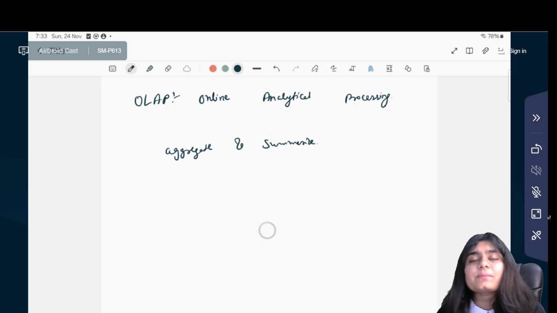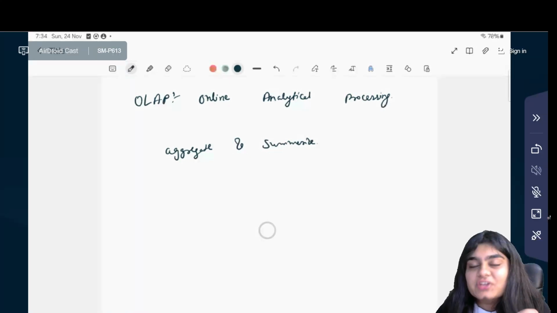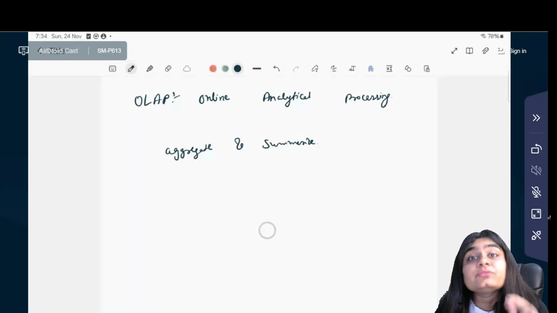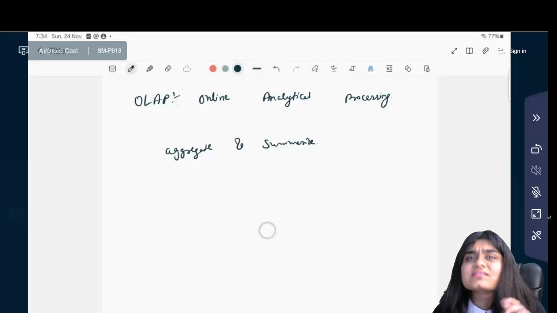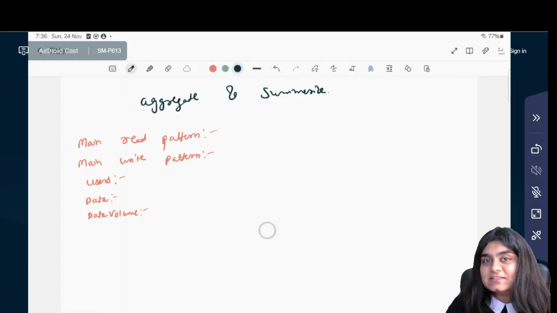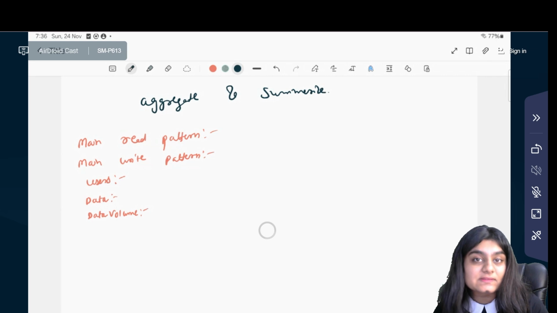For example, let's imagine a retail company wants to know how much revenue each store generated last month. This type of question doesn't need to be answered in real time, but requires scanning large amounts of historical data to calculate totals, averages, and trends. So let's talk about some of the key characteristics of OLAP systems.